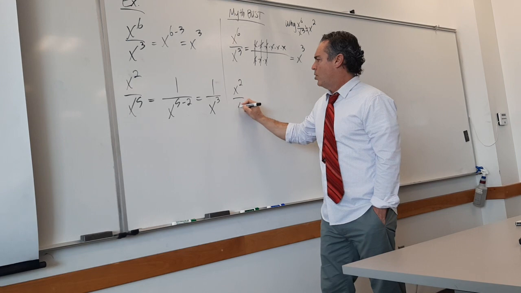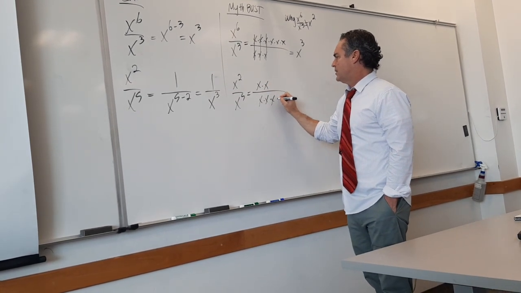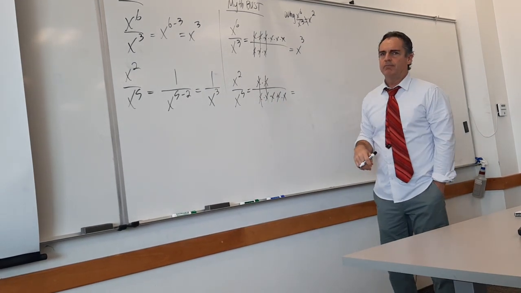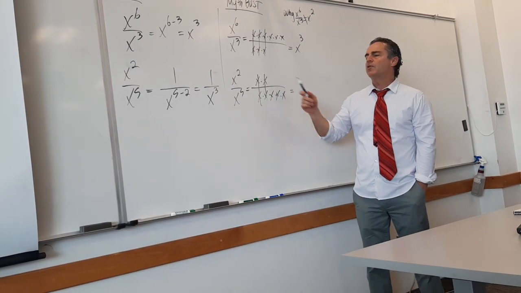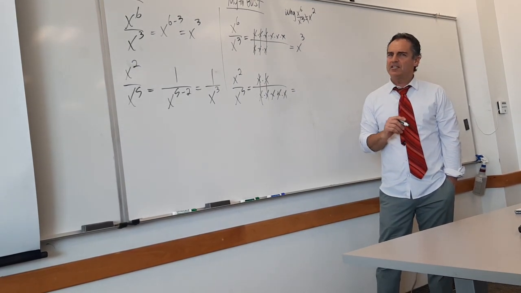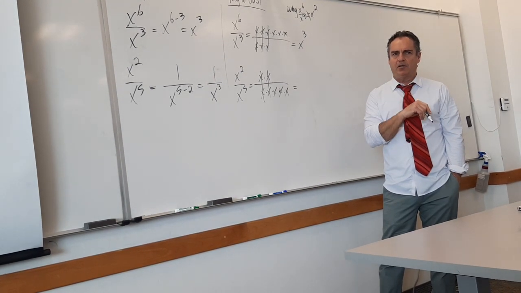X to the 2nd over x to the 5th equals x times x over x times x times x times x times x. These cancel. Big question, pay attention. What's left on top? Nothing. No such thing as nothing in math. That's not on any number set. So nothing's not an answer.